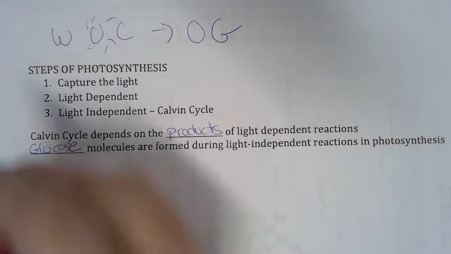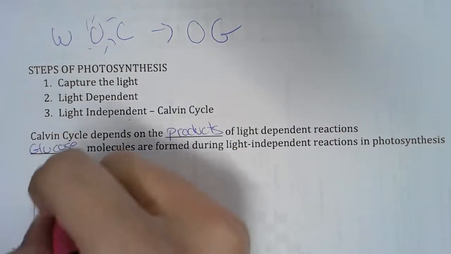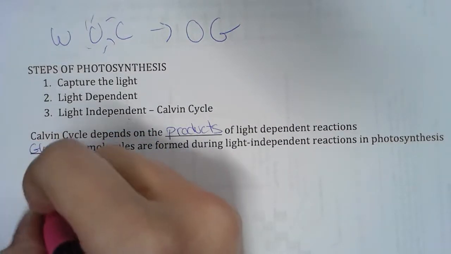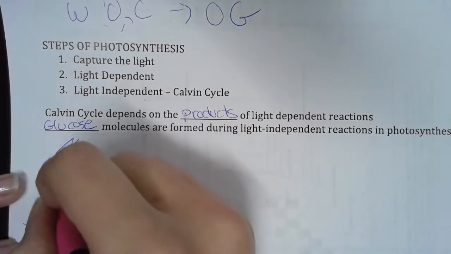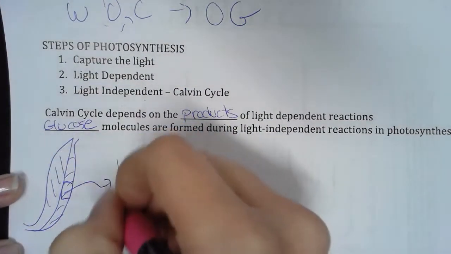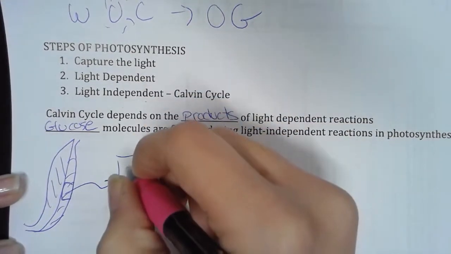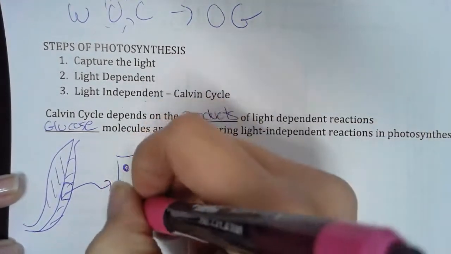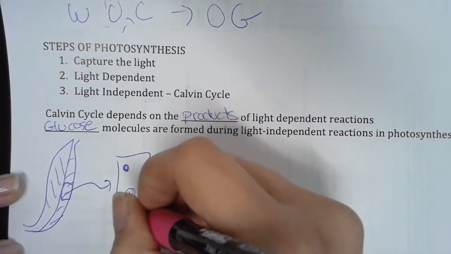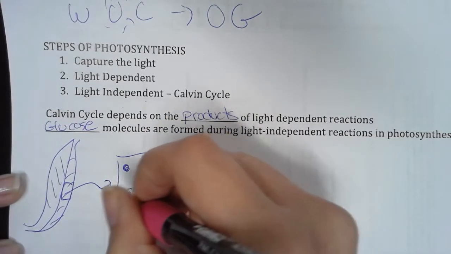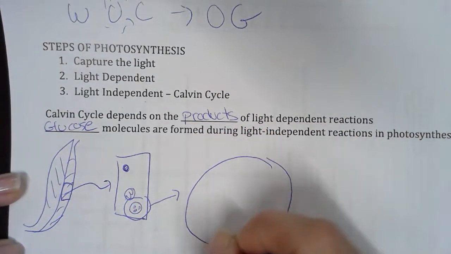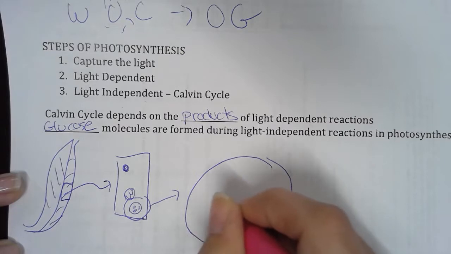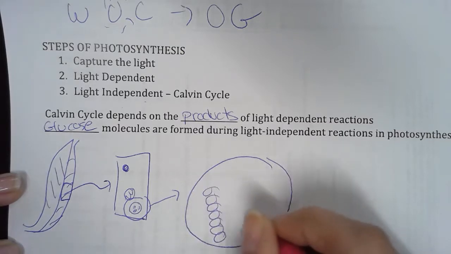Okay, if I were to zoom in, I'm just going to give you some perspective here. Here's my leaf. If I zoom in on a leaf, I'm going to see a plant cell. Nucleus. Plant cells, remember, have mitochondria, and then they also have chloroplasts. I'm going to be zooming in on a chloroplast.